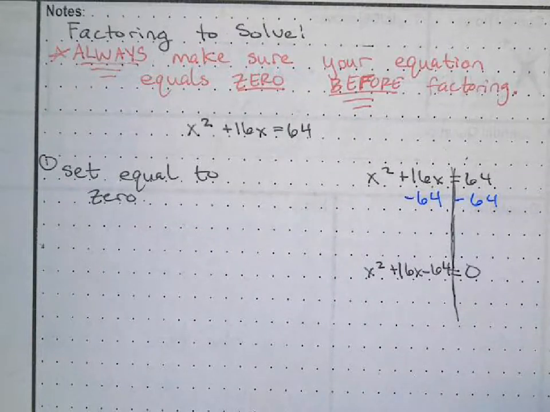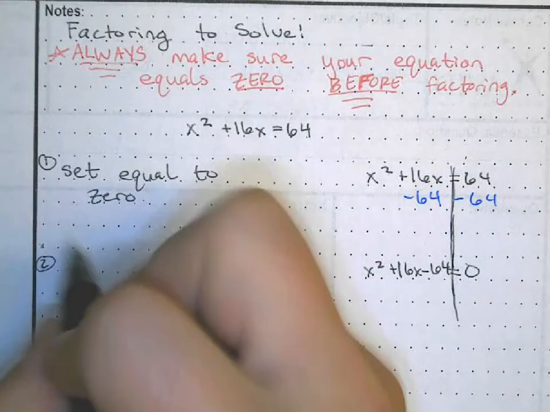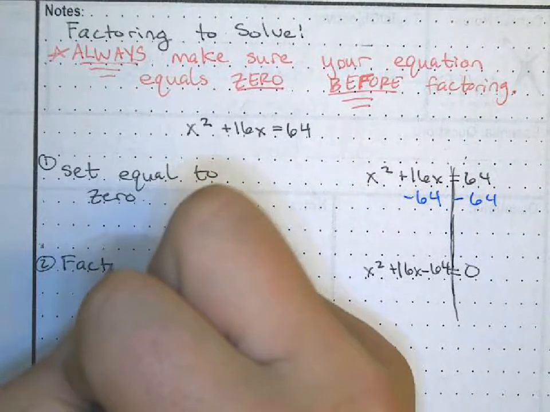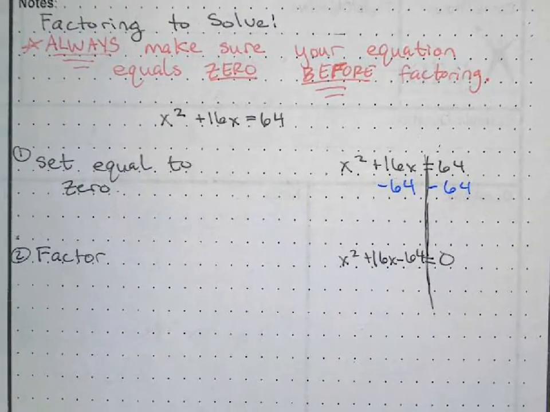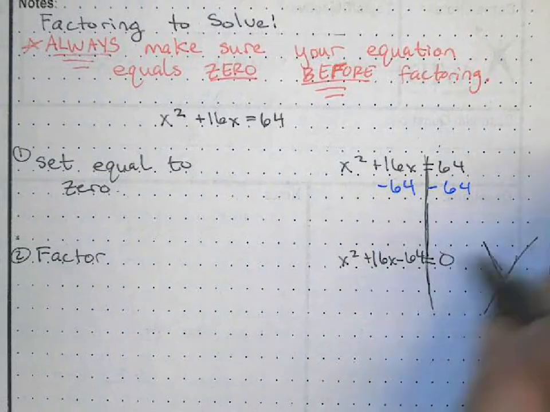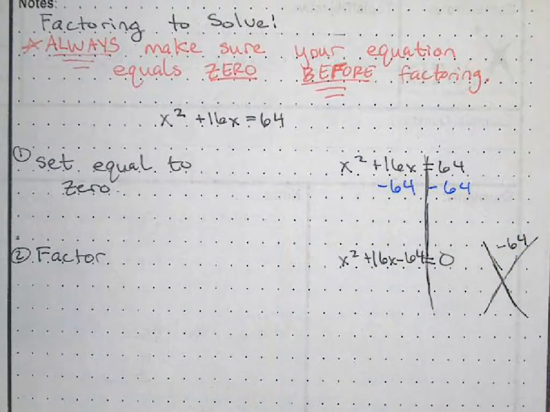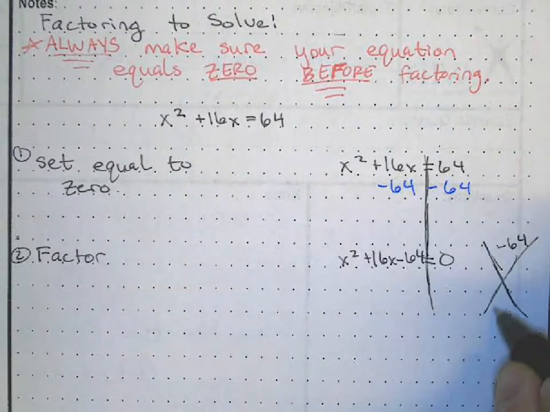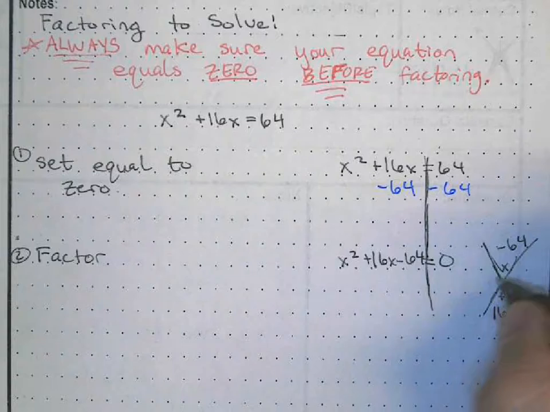So now we're on to our second step, and that is factor. So we can use our AC method to factor. Here's my side work. So I have 1 times negative 64, so that's my negative 64. And then I have my 16, my b term in the bottom, and we're wondering what multiplies to negative 64 and adds to 16.